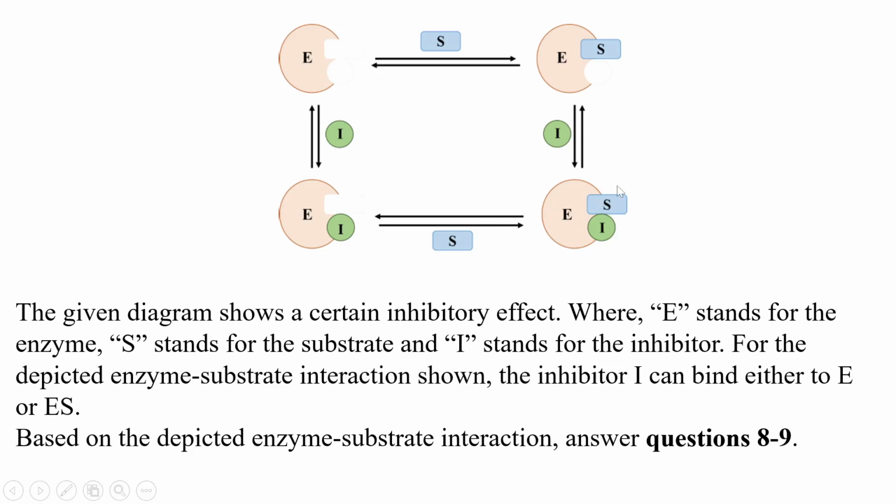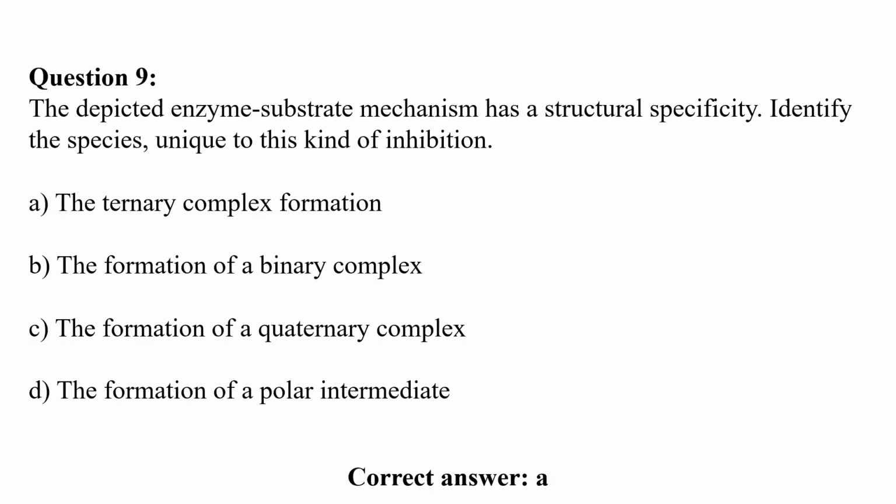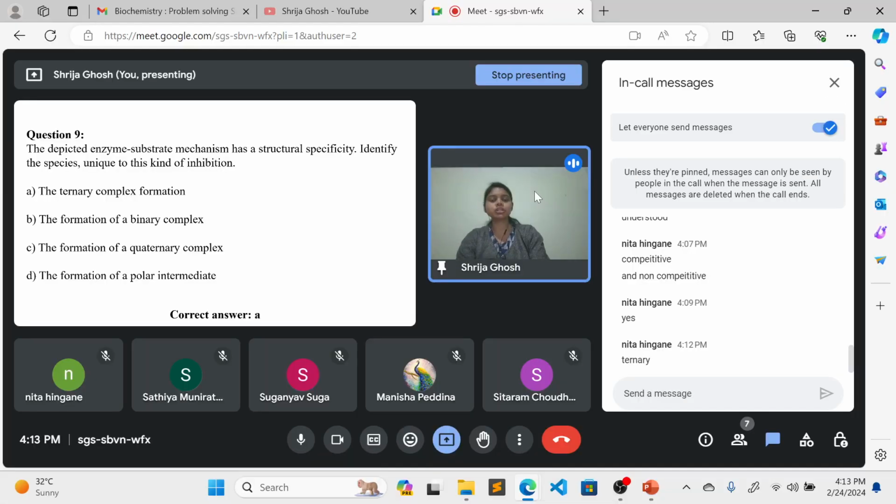This is not there in case of competitive inhibition. This is only there in case of non-competitive and uncompetitive inhibition. So the ESI, the complex of enzyme, substrate and inhibitor, has three units: the enzyme is there, the substrate is there, the inhibitor is there. All three molecules coming together and forming a complex is called a ternary complex. The correct answer is option A, ternary complex formation. I hope this is clear.